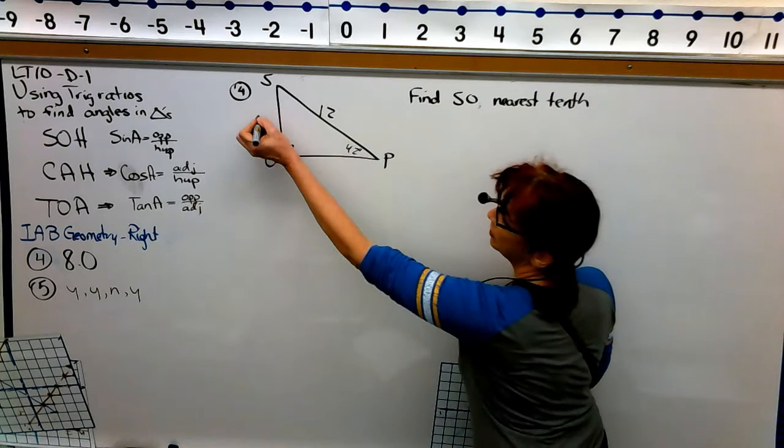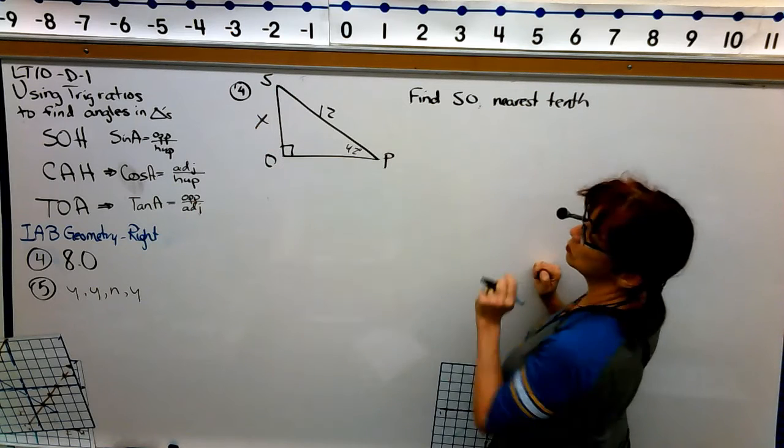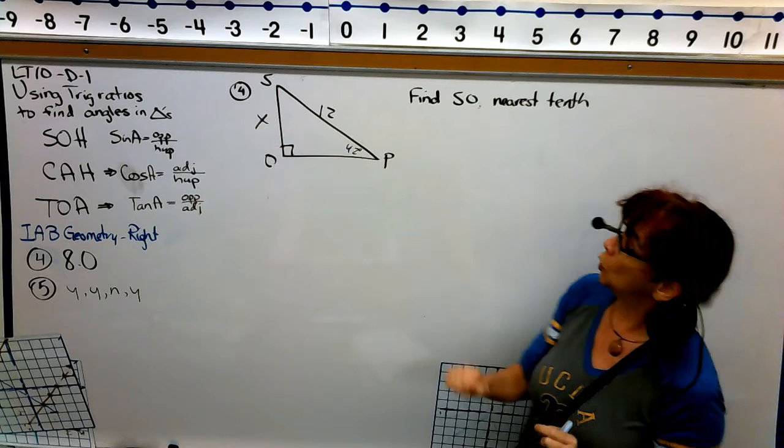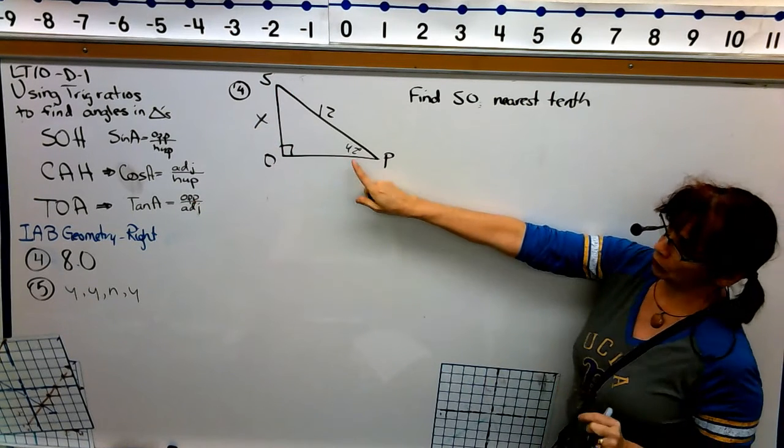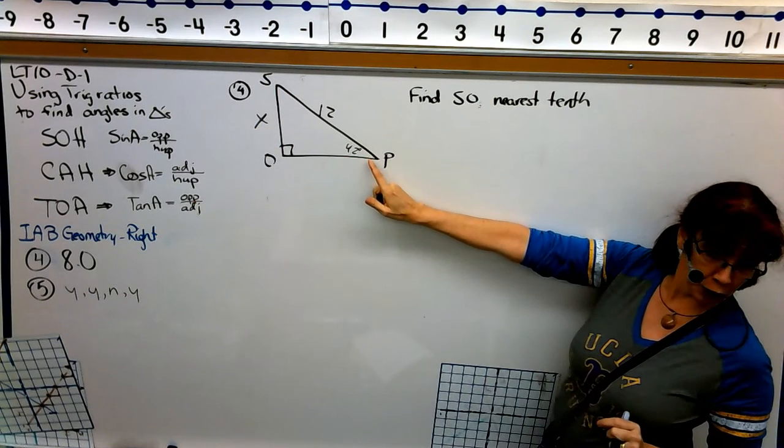I'm going to call it x. That is the one we're supposed to find. This is the angle that I know the degree for.